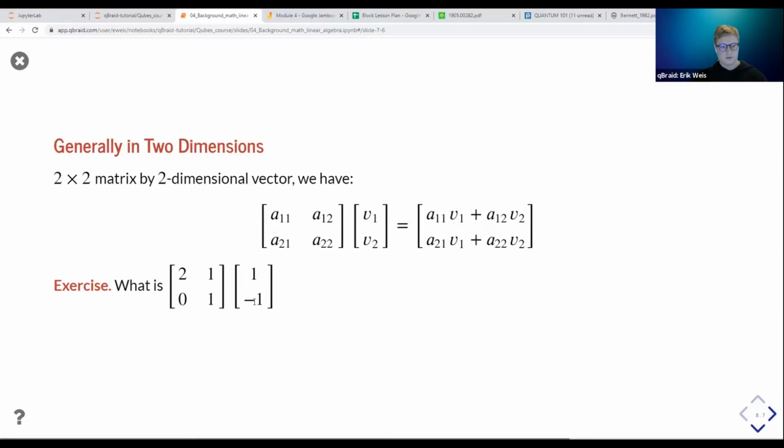Okay. Another quick exercise, a little more complicated this time. What is this product here? You can put your answer in the chat as well. Yep, 1, -1, 1, -1. That's right.